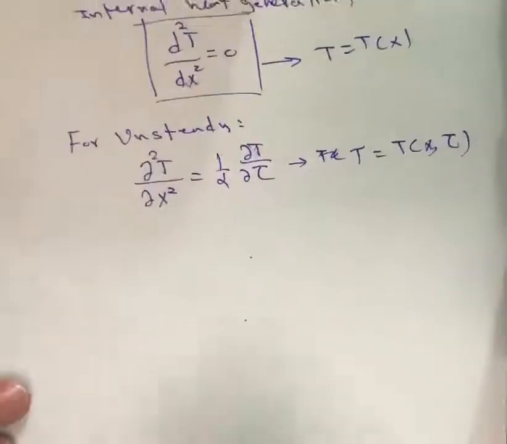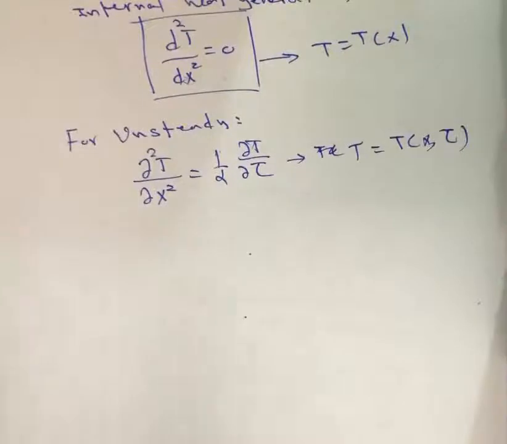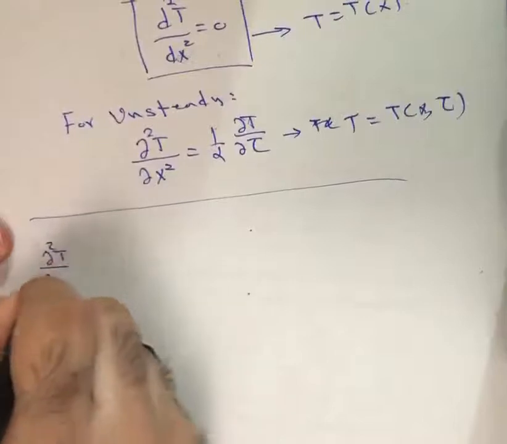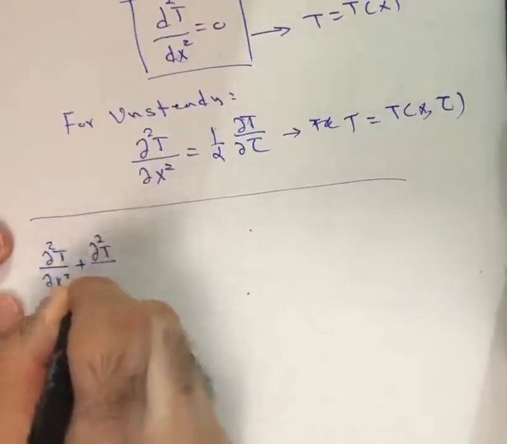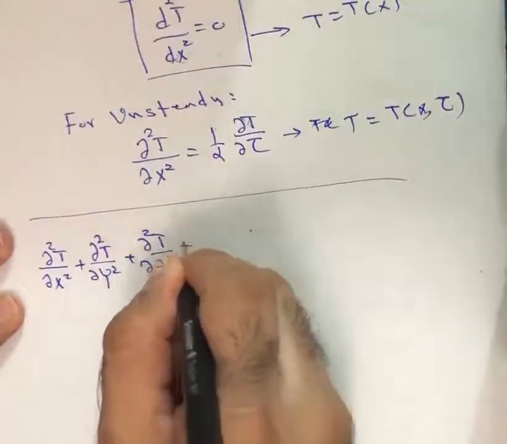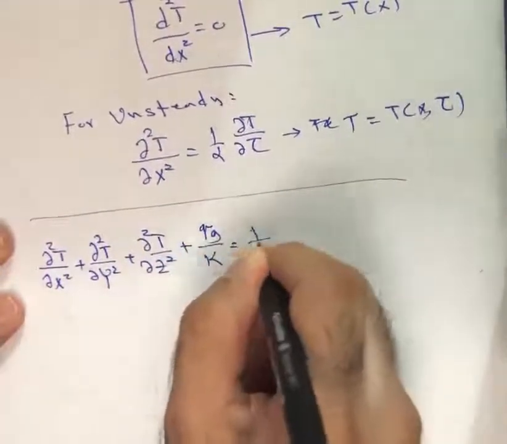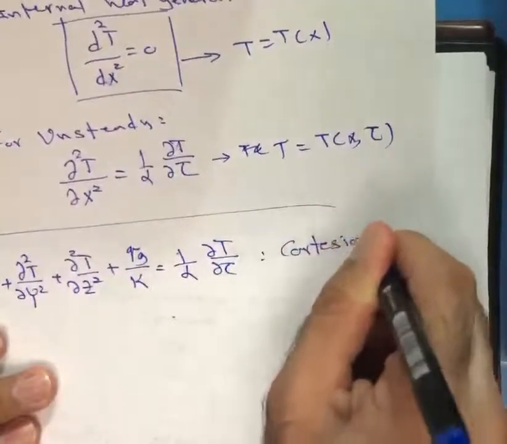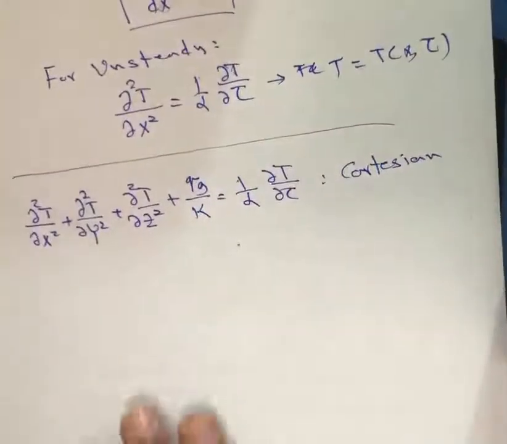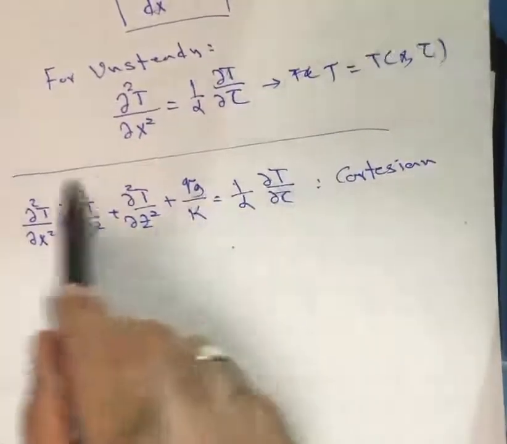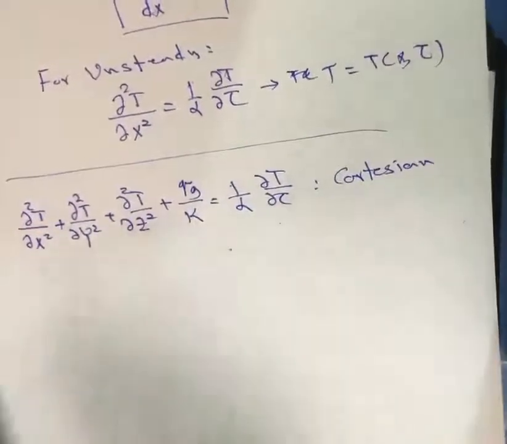In this way, we illustrate the heat conduction equation, and how we can derive it in Cartesian coordinate. The general heat conduction equation is: partial square T partial x square plus partial square T partial y square plus partial square T partial z square plus the heat generation term divided by thermal conductivity, equal to 1 by alpha partial T partial tau. This is in Cartesian coordinate. A similar equation can be derived using the same techniques. If you remember, in the first lecture, we took a control volume and derived the heat conduction equation in Cartesian coordinate after doing an energy balance.